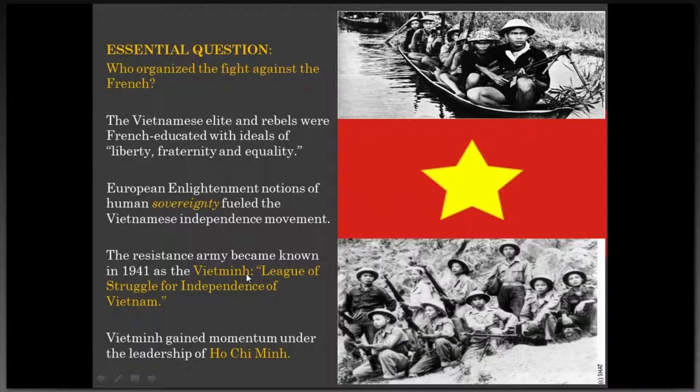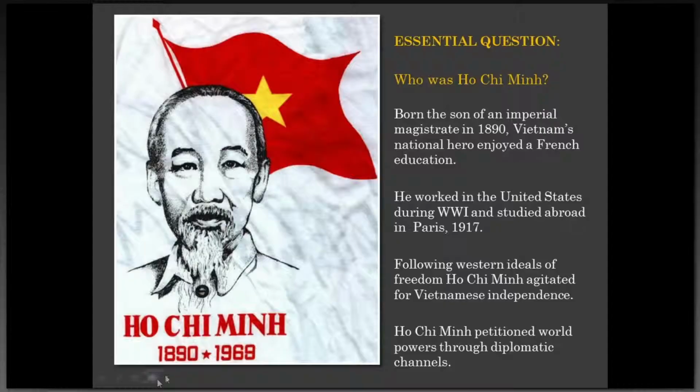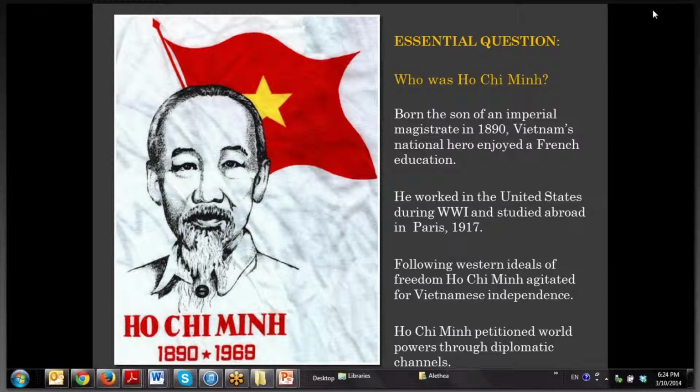This is in the Viet Minh, the League of Struggle for Independence of Vietnam. This is a precursor to what would later become called the NVA and then the Viet Cong, guerrilla units and official North Vietnamese units who blended together and resisted the American presence. Viet Minh gained momentum under the leadership of Ho Chi Minh. In Vietnam, he is referred to as Uncle Ho.